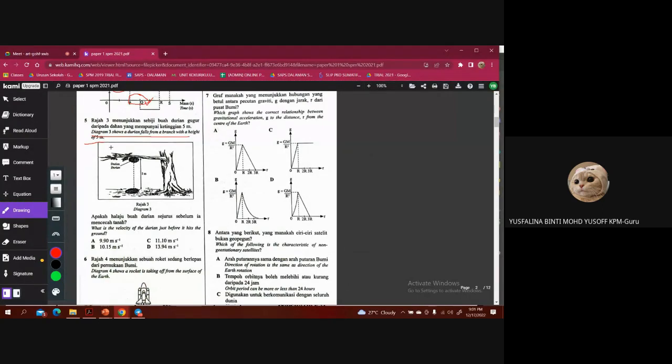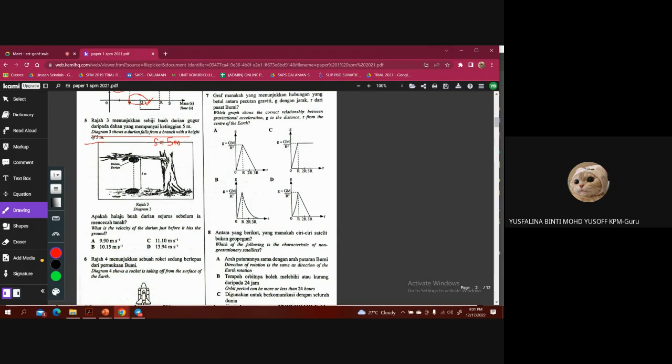So height is represented by what? Height is actually S. So your S is 5 meter. Sometimes when they say height, it doesn't mean it represents H. It can represent displacement also, because the unit is the same, meter. Again, it can be represented by distance also, or length also.